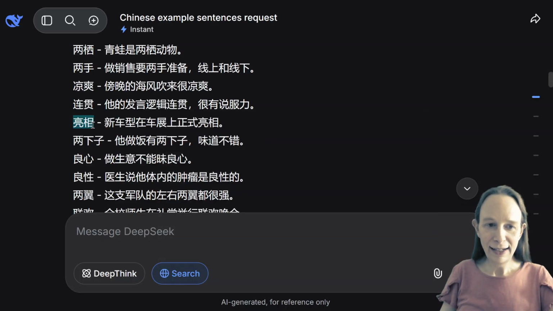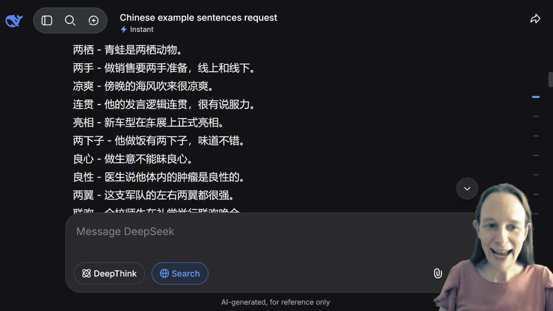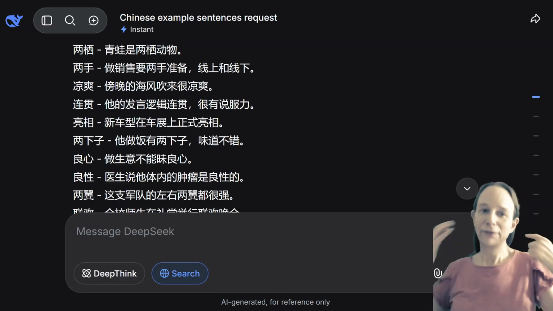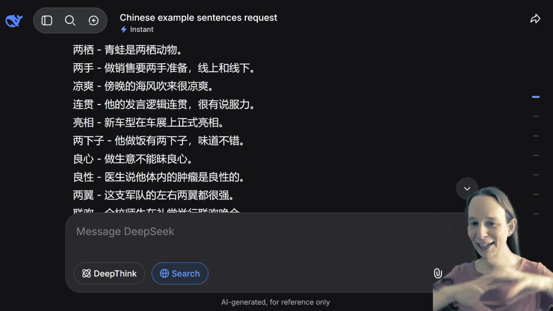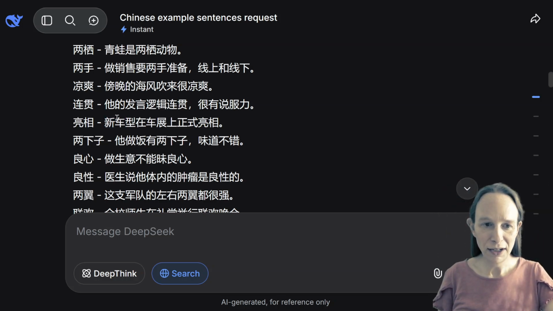All right. 亮相. Oh, we did this one. That's the one I said I didn't see. All right. 新车型在车展上正式亮相. Okay, so it's revealed on stage in front of an audience for the first time at the motor show. Motor show.